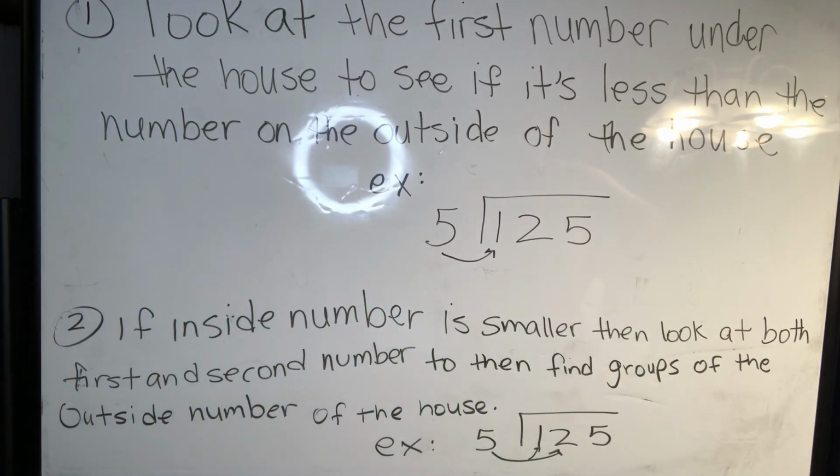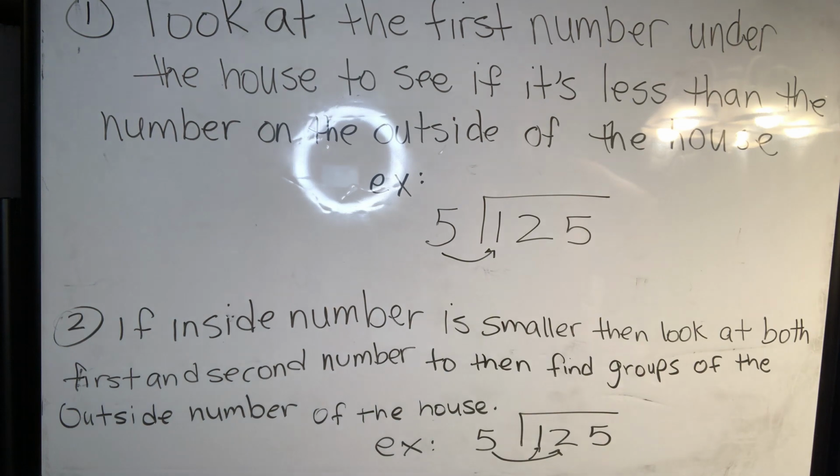Number 1, look at the first number under the house to see if it's less than the number on the outside of the house. For example, we have 125 inside the house, we have 5 on the outside. So at that point, we will look at the number 1 to see if 5 is greater than the number on the inside. And for this instance, 5 is greater, so therefore we cannot use the first number.